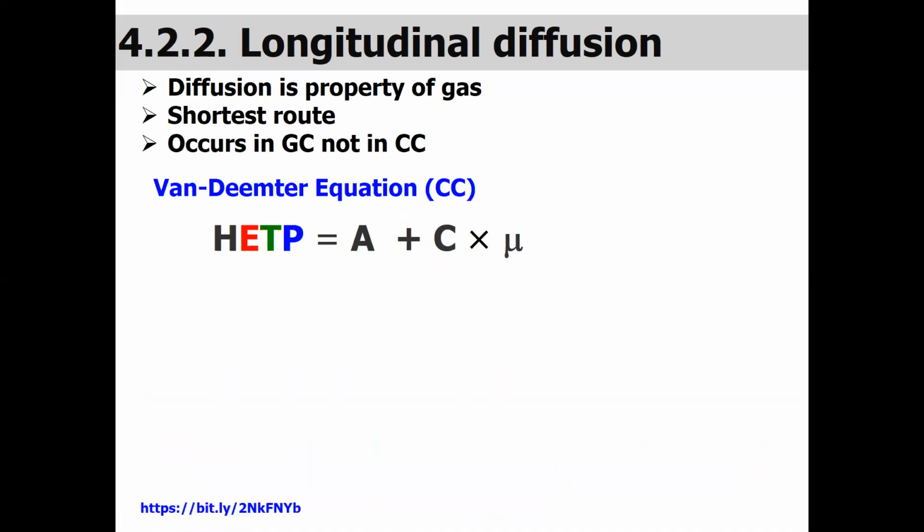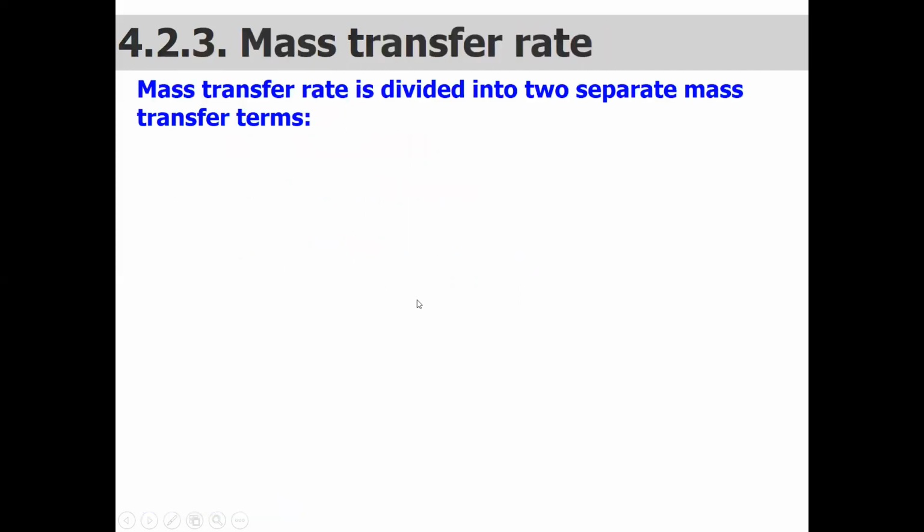All right. Now, as I mentioned, diffusion is a property of gas, and gas always chooses the shortest route to elute out, and it only occurs in GC. It is not observed in column chromatography. So the form of the Van Deemter equation in column chromatography will be A plus Cu. B is negligible or zero in the case of column chromatography.